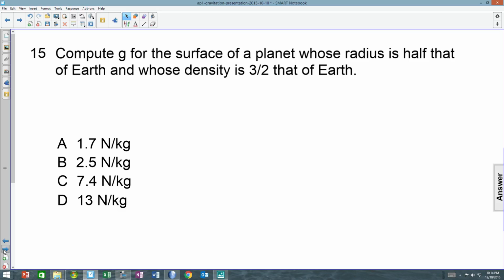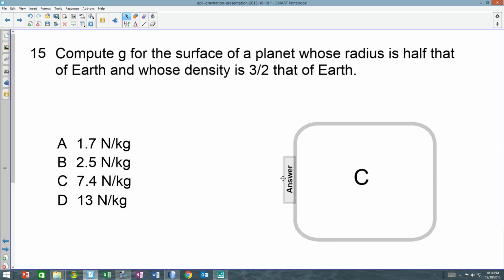Compute g for the surface of a planet whose radius is half that of the Earth and whose density is 3/2 that of the Earth. Okay, if you need more time, go ahead and pause. If not, here's the answer. The correct answer is C, 7.4 newtons per kilogram.